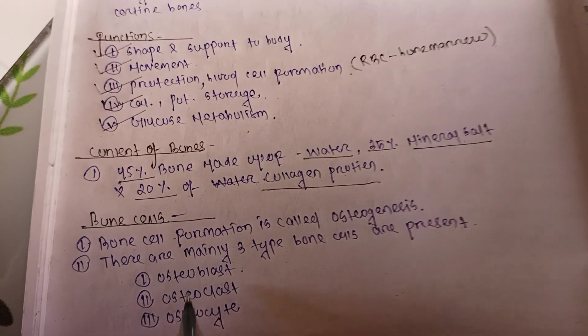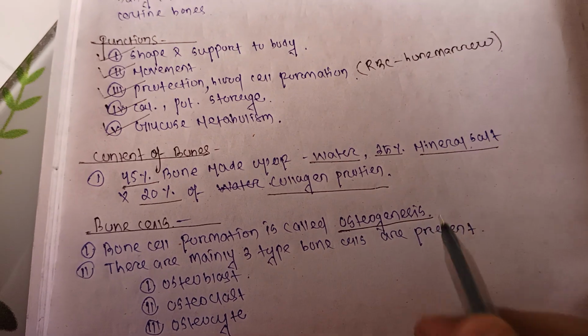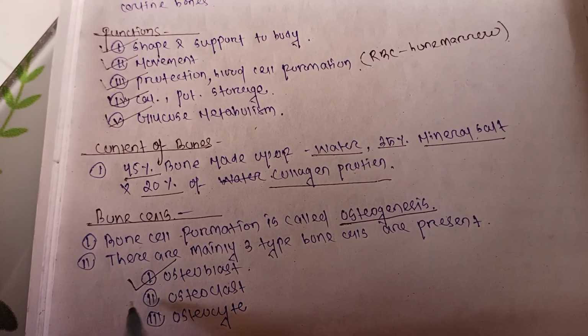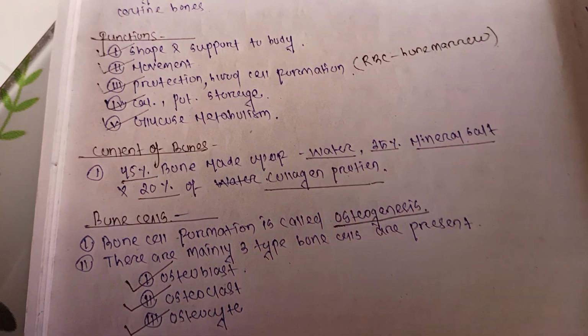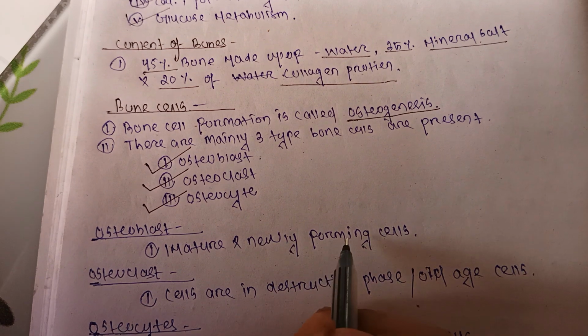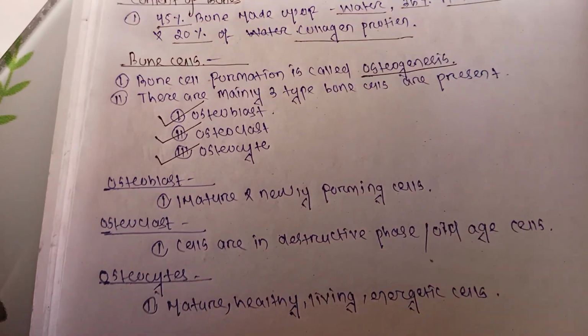What are bone cells? The bone cell formation is called osteogenesis. There are mainly three types of bone cells: osteoblast, osteoclast and osteocytes. What is osteoblast? The osteoblasts are the immature or newly forming cells. The newly formed cell is called osteoblast.